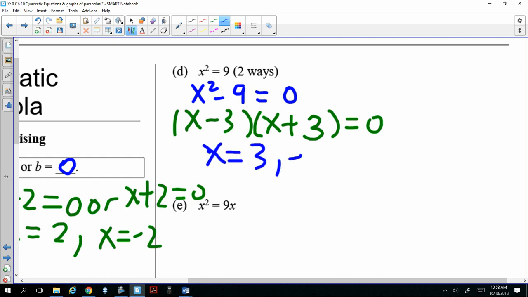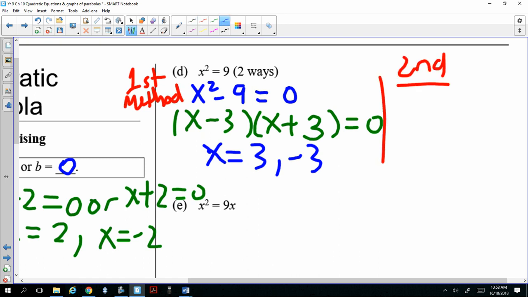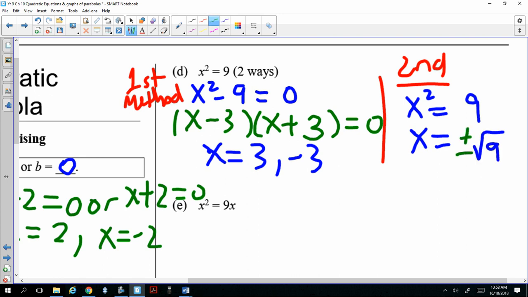Okay, that's the first method. The second method, instead of putting it in standard form, is to just square root it. That's something you've learned in year 8. And when you square root, you must put plus or minus. And in fact, this will be an easier way.